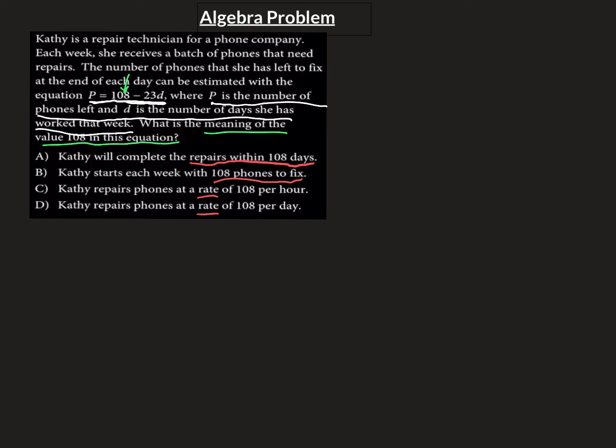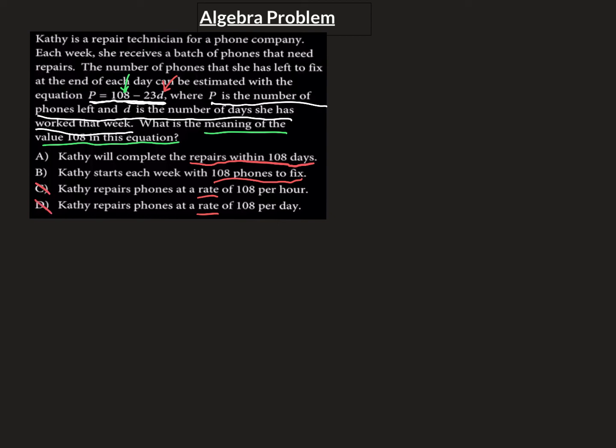Now, immediately what you should see is D is the number of days she has worked that week. And 108 does not have a D attached to it. And it is just a flat rate. Thus, it is just a flat number. Thus, it doesn't refer to rate. Because rate would have another variable attached to it. Per day, she's fixing 23 phones per day. So 108 is not your rate. So we can knock out C and D.